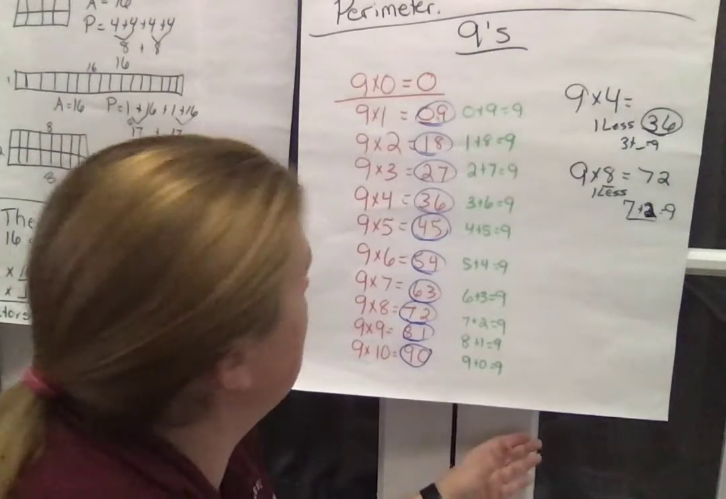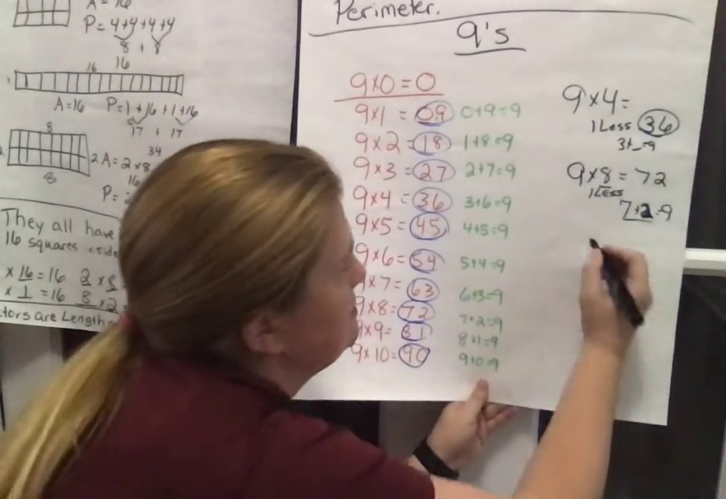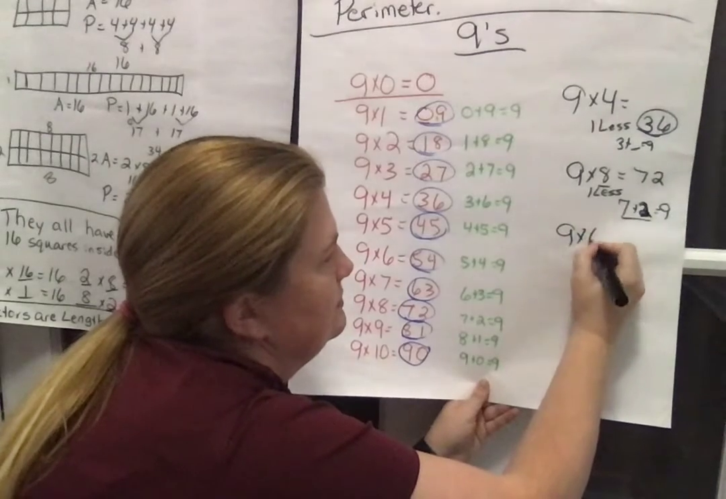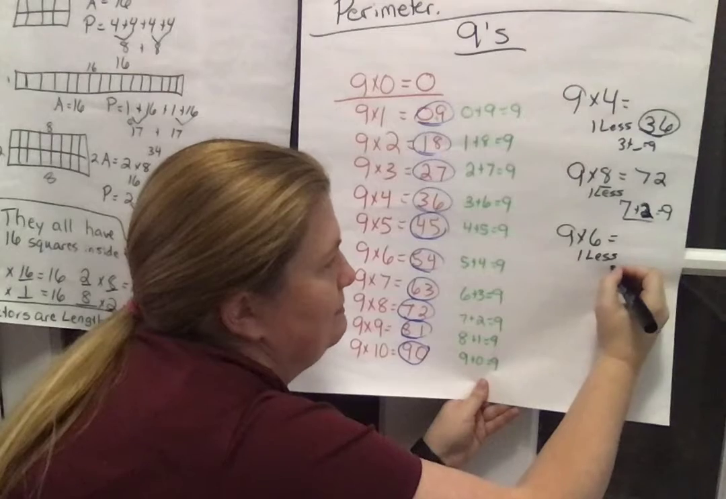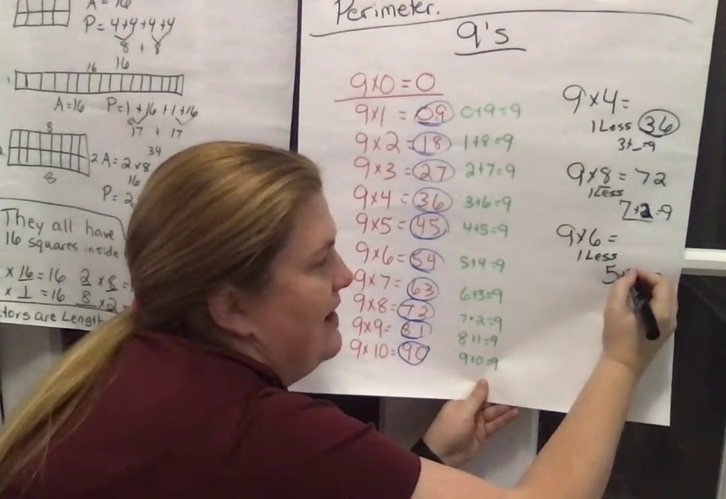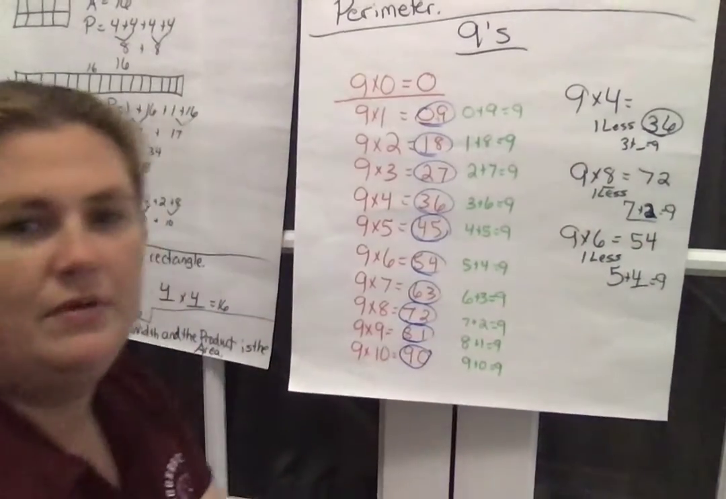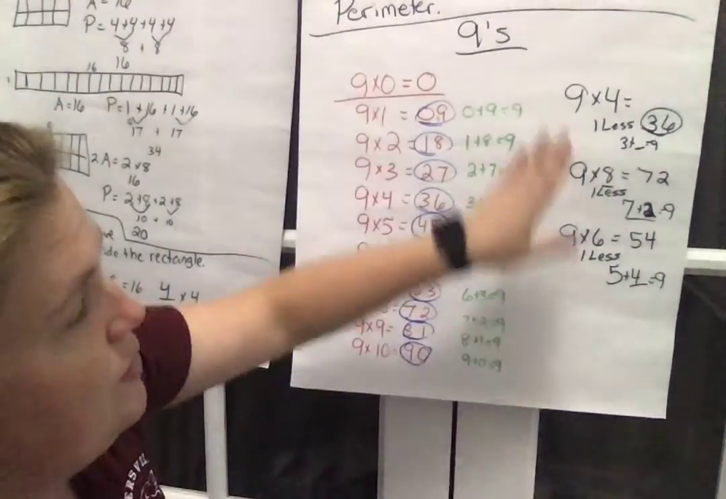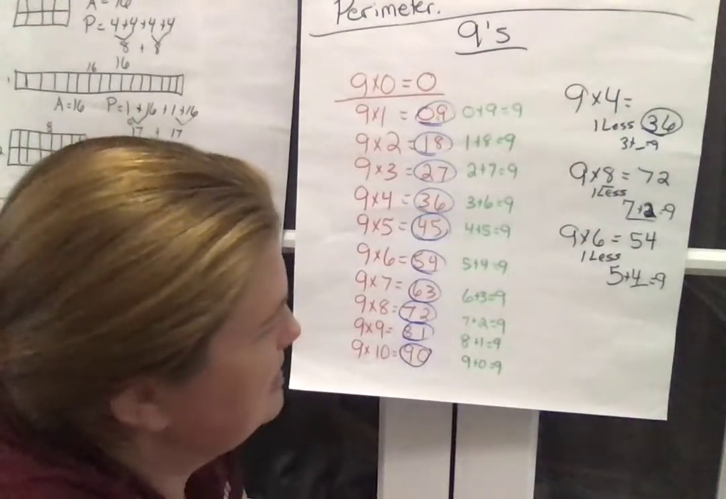Let's say I was doing 9 times 6. 1 less than 6 is 5, right? And 5 plus what equals 9? 5 plus 4, so 54 would be my answer. You always do 1 less than your factor and then add up to 9 to get your ones place.